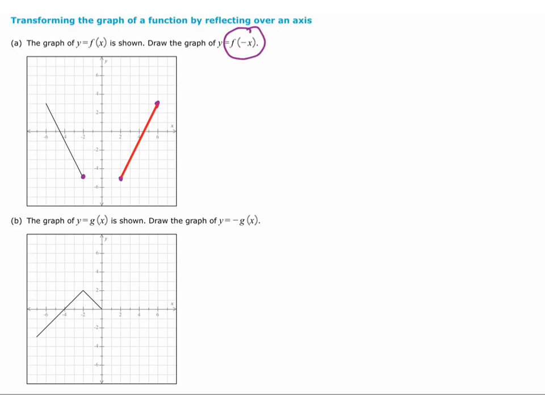In the second problem, the graph of y equals g of x is shown. Draw the graph of y equals negative g of x. Since this negative is outside, or being applied to all of g of x, we're essentially seeing a reflection across the x-axis because we're changing the y value signs.